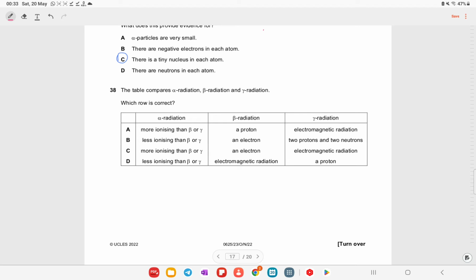The table compares alpha radiation, beta radiation, and gamma radiation. Alpha is more ionizing than beta or gamma. Yes, this is right. Option A and option C. This beta, a proton? Oh no, this cannot be possible, because beta is not a proton. Beta is a negative thing, so it's going to be this one. So option C is going to be the right answer, and gammas are this. So this is going to be the right answer.